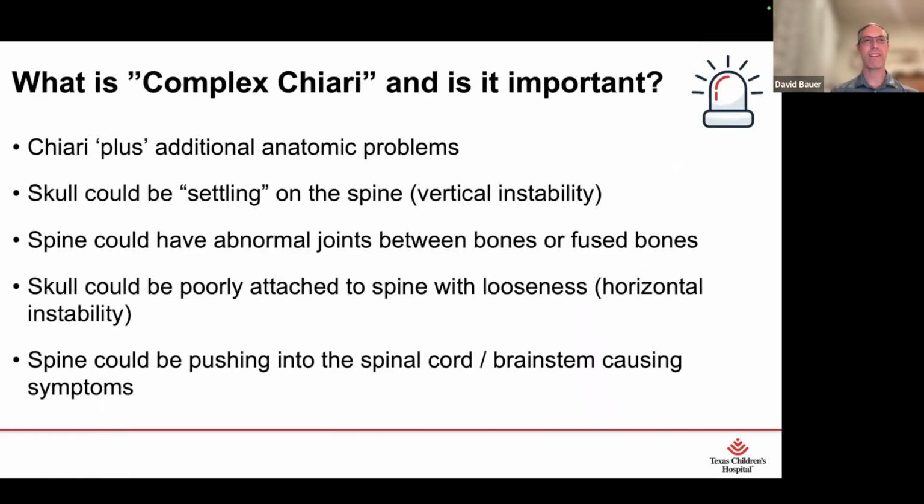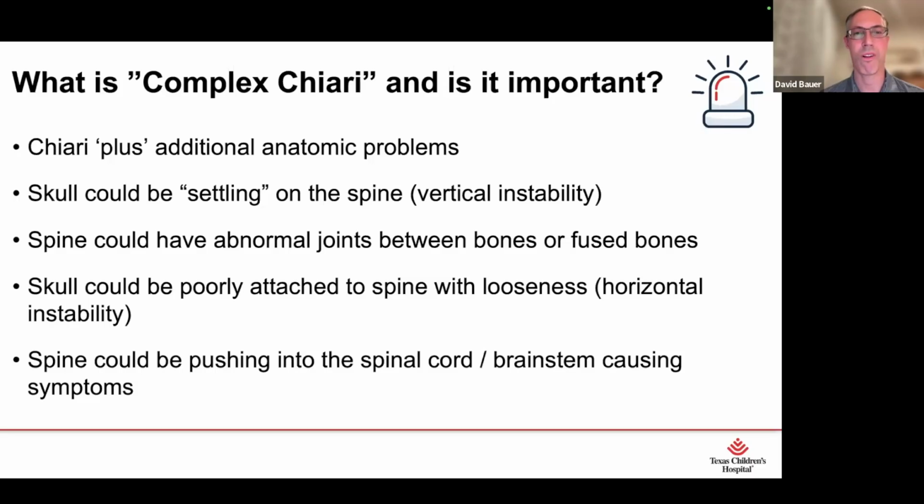So, what is complex Chiari, and is it important? This was a term that was recently originated by Dr. Brockmeyer, and the term is Chiari plus additional anatomic problems. Typically this means you have the Chiari, which is the cerebellar tonsils coming down below the bottom of the skull, but there could also be skull settling on the spine. That means the skull is sinking down on top of the spine. Or you could have abnormal joints between the skull and the spine or fused bones.